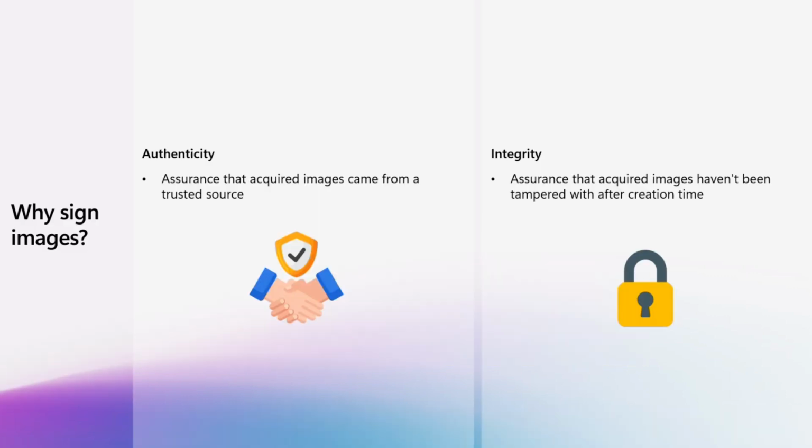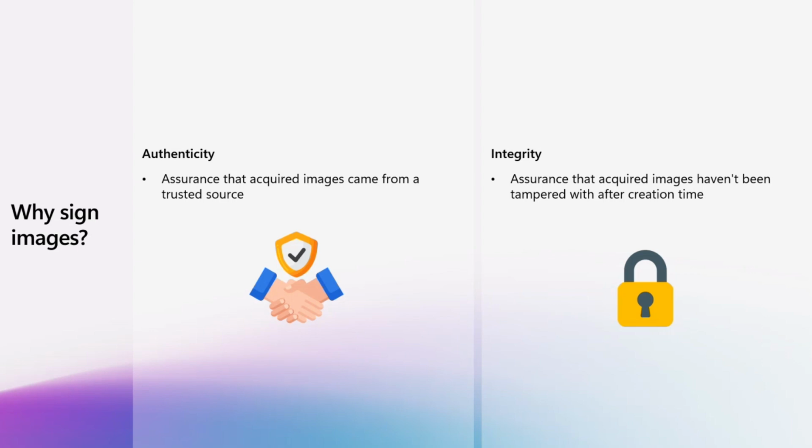Now you might be wondering, why should I be signing my images? First is authenticity. Signing images assures that the images you acquire came from a trusted source. So going back to the example, Josh knows that the Python image that he consumed from me actually came from me and not someone who is pretending to be me.